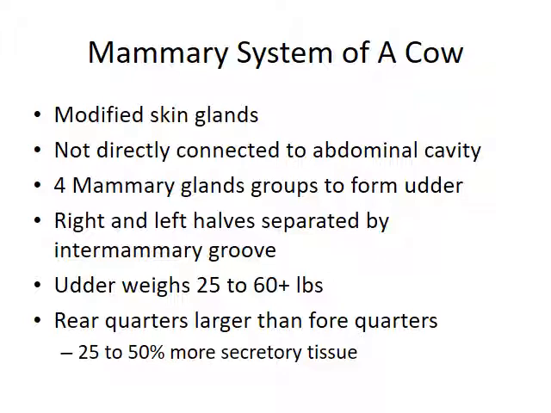The right and left halves are separated by the intermammary groove. We're going to show you some old pictures from a long time ago, really to give you a feel for how that sits together. The udder weighs 25 to 60 or more pounds. We've got the suspensory system that holds it up, and the blood system that supplies it. The rear quarters are larger than the fore quarters. We're usually looking at 25 to 50% more secretory tissue in the rear quarters than in the fore quarters.